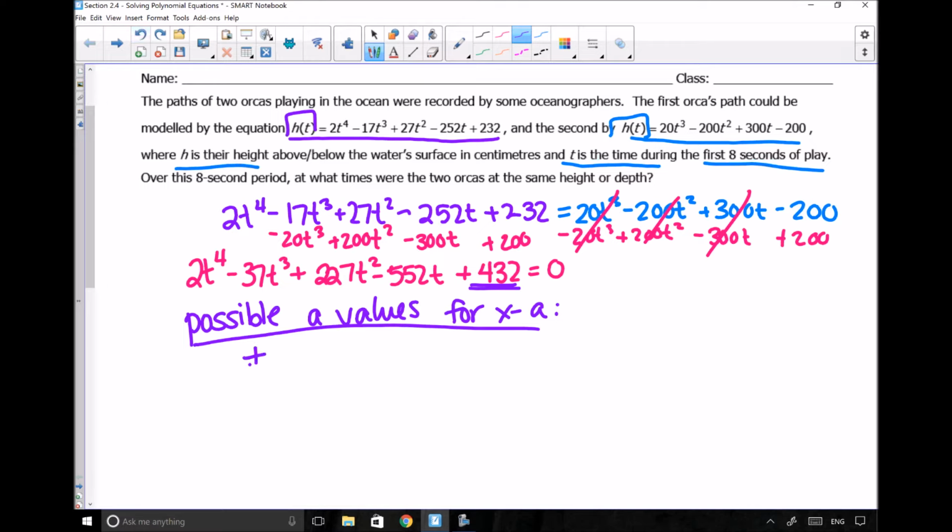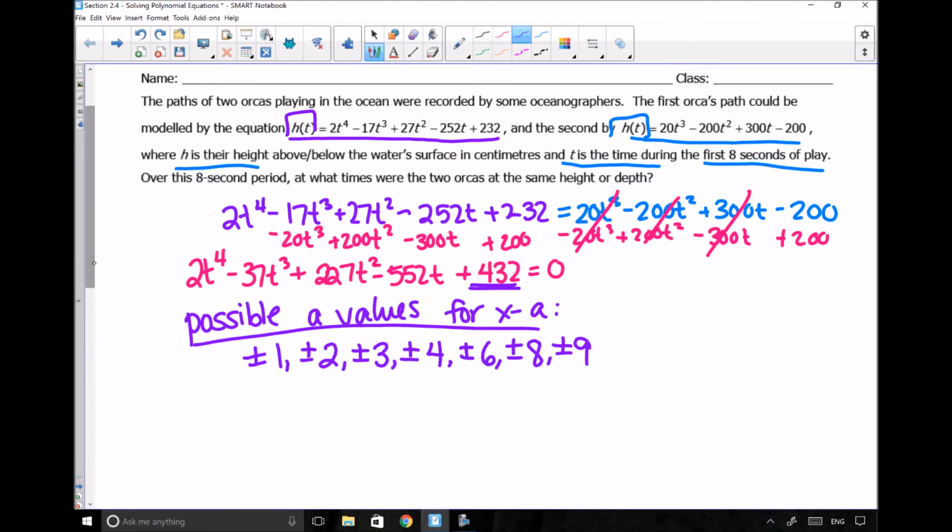So I know that a could be plus or minus 1. Is 432 divisible by 2? Absolutely, so it could be plus or minus 2. It is divisible by 3, so it could be plus or minus 3. It's divisible by 4, so it could be plus or minus 4. It's not divisible by 5 because it ends in a 2, so it can't be plus or minus 5. It is divisible by 6. It's not divisible by 7. It is divisible by 8. And it is divisible by 9. So let's stick with the single digits for now, and if we need to go into double digits, we can.